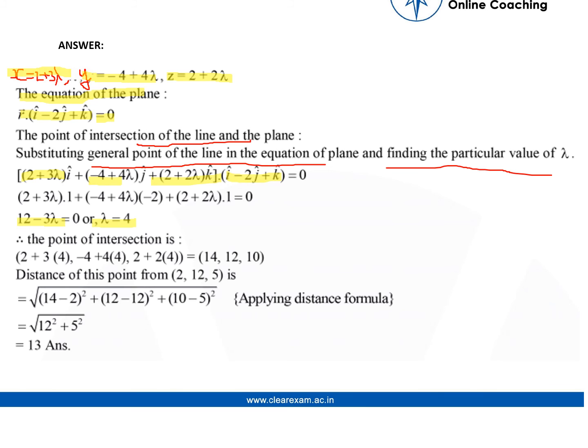The point of intersection is (2 + 3 × 4, -4 + 4 × 4, 2 + 2 × 4), that is (14, 12, 10). And to calculate the distance of this point from the given point (2, 12, 5), applying the distance formula, that is the square root of (14 - 2)² + (12 - 12)² + (10 - 5)², we get the square root of 12² + 5², that is 13 as the answer.